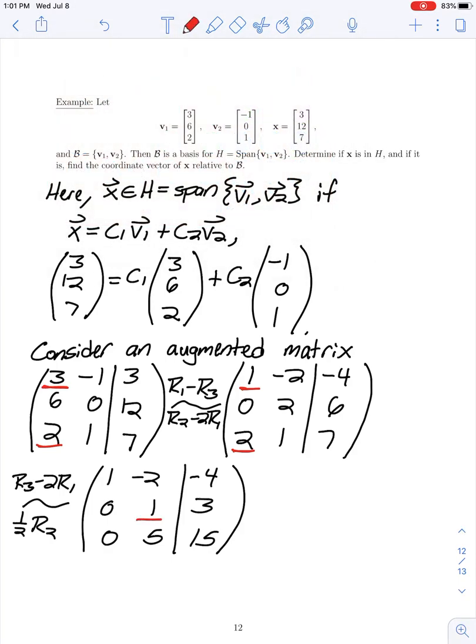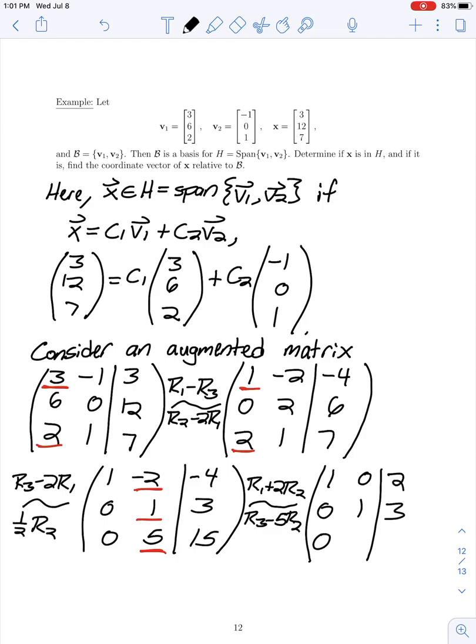So now, using the 1 as the leading entry in my second row, I can eliminate the 5 and negative 2 that appear above this by taking row 1 plus twice row 2, or row 3 minus 5 times row 2. So my first row becomes 1, 0, 2. My second row is 0, 1, 3. And my last row becomes 0, 0, 0.